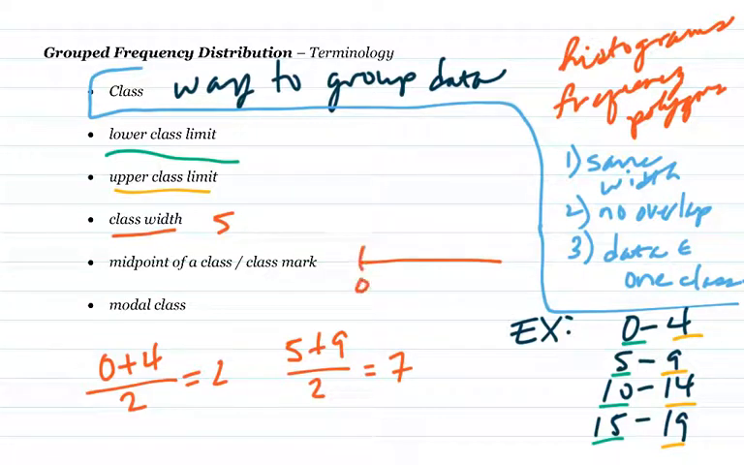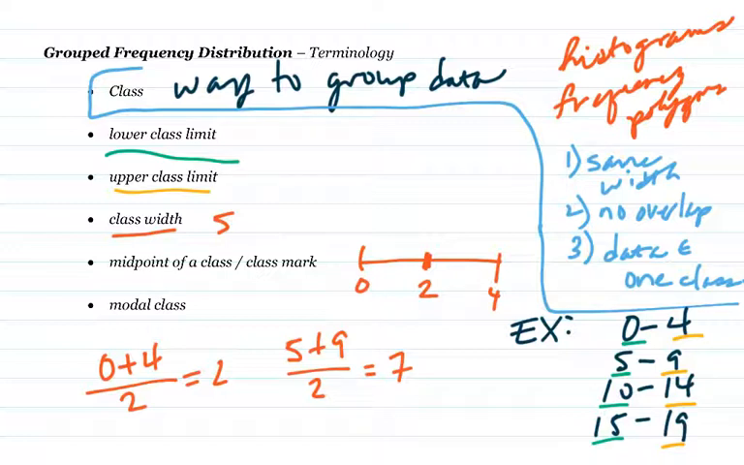If I were to look at this on a number line, what number is exactly in between, the midpoint between 0 and 4? That value is 2. What number is exactly between 5 and 9? That number is 7. Okay, and then the last part of the terminology is the modal class. The modal class of a frequency distribution is the class with the greatest frequency.